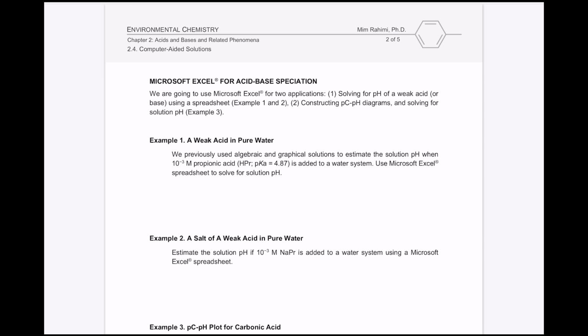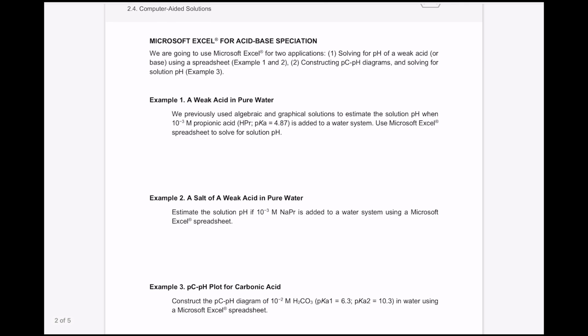So the first example is basically the same as what we talked about in the past two lectures, but we took different approaches to solve this system. In the first lecture we talked about algebra, in the second lecture we talked about graphs. But here we want to develop a Microsoft Excel spreadsheet in order to find a solution pH when 10 to the minus 3 molar propionic acid is added to water. And we know the value for pKa. And our job would be basically to estimate the pH.